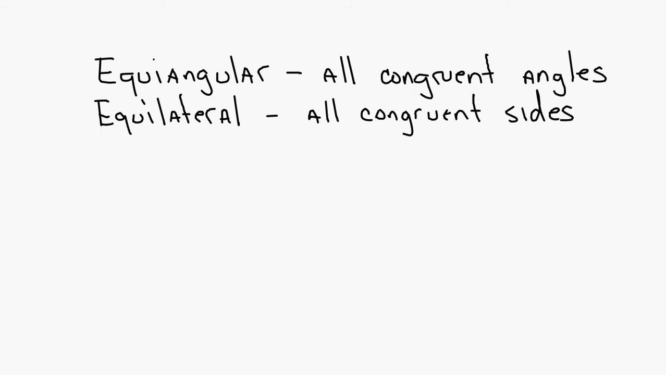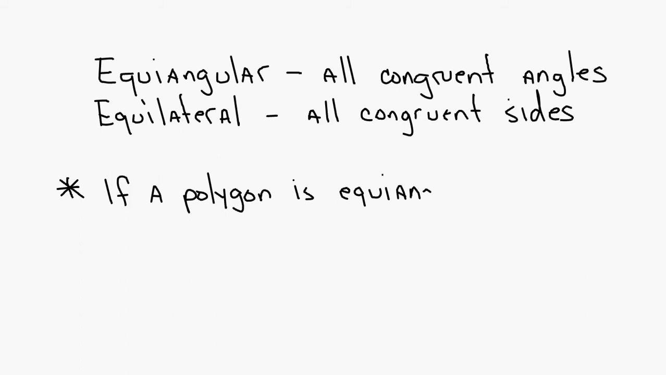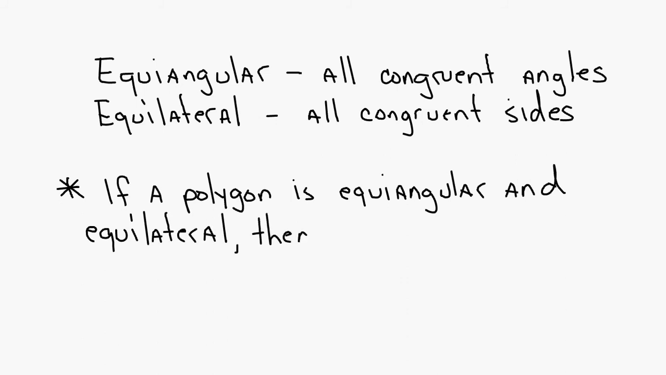Equiangular, equal angles. Equilateral, equal sides. And then, this is important. If a polygon is equilateral and equiangular, then it is regular.